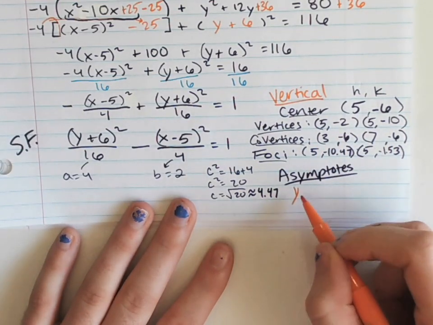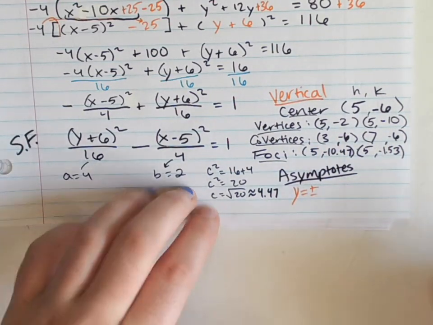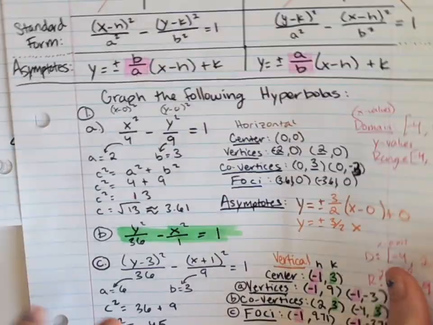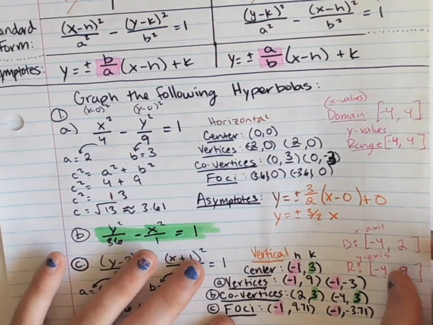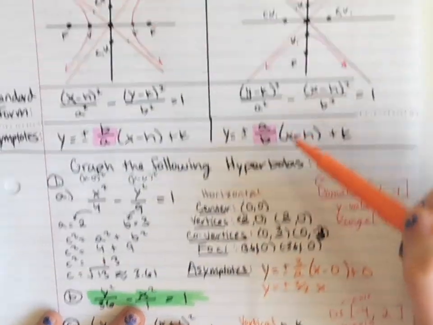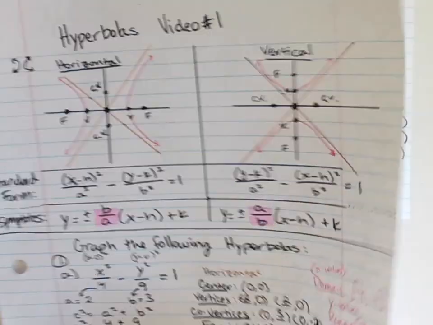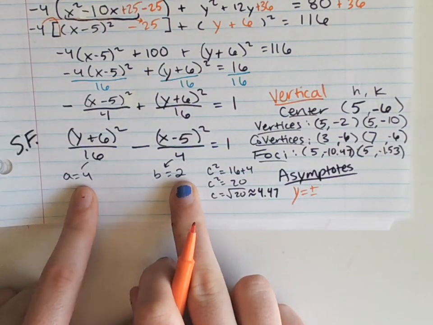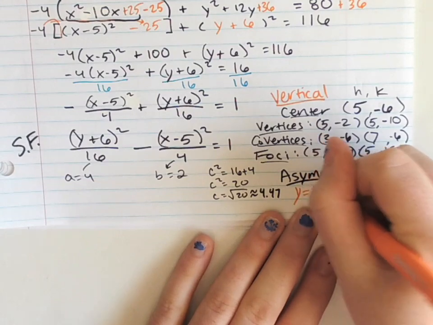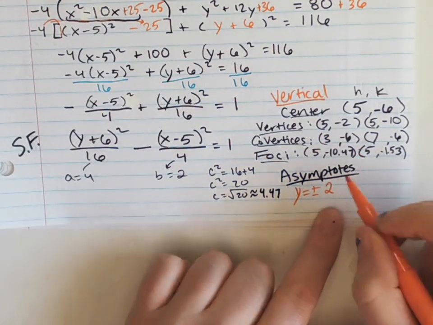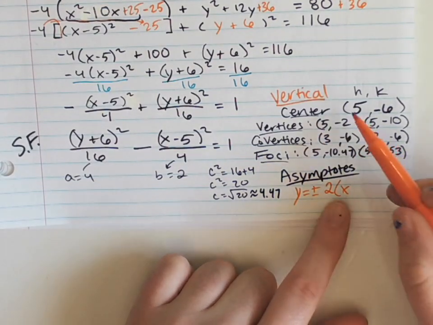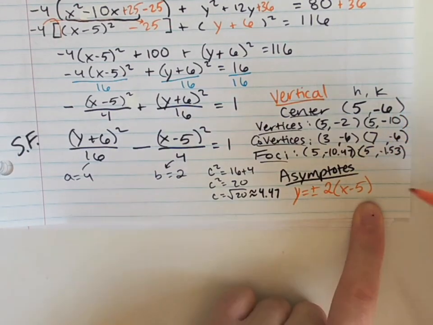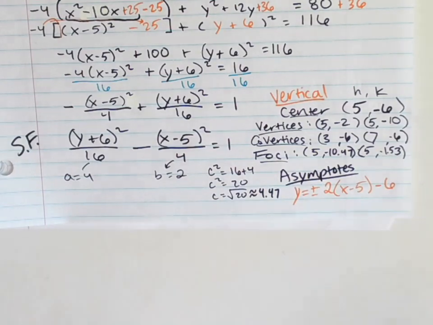This is going to be y equals plus or minus. Since it's vertical, what does vertical tell us to do? Vertical tells us a over b. So we're going to have 4 over 2. 4 over 2 is just 2 times x minus h, which is going to be -5, and we're going to add k. So if we do plus a -6, it's like -6.